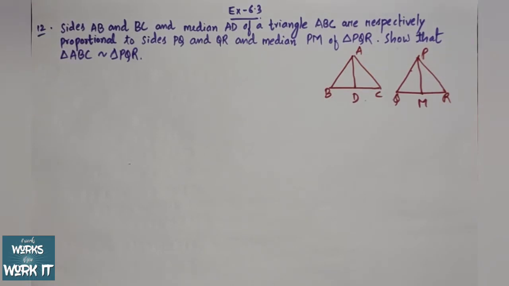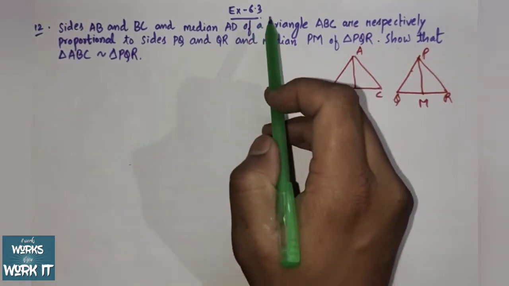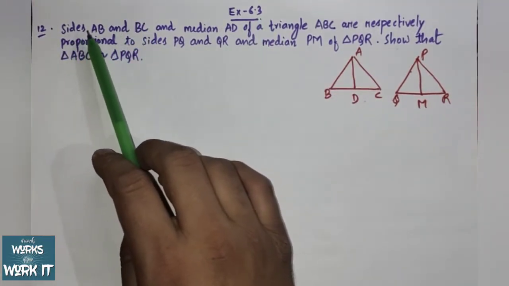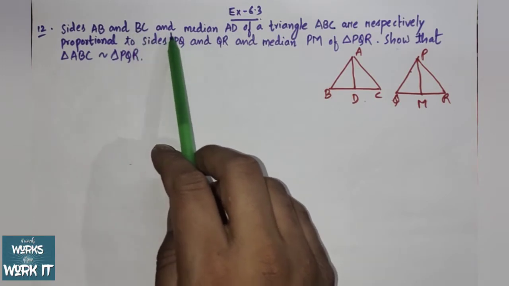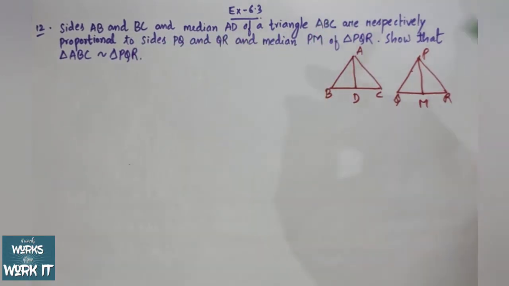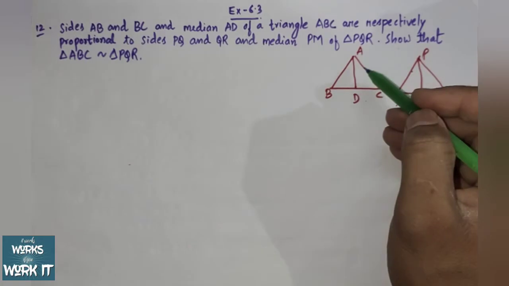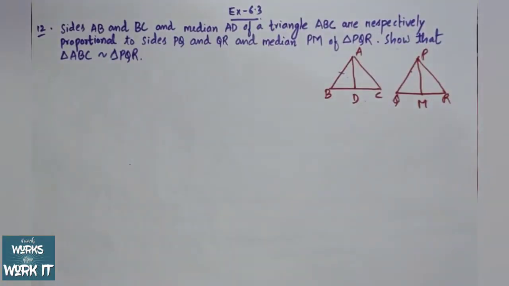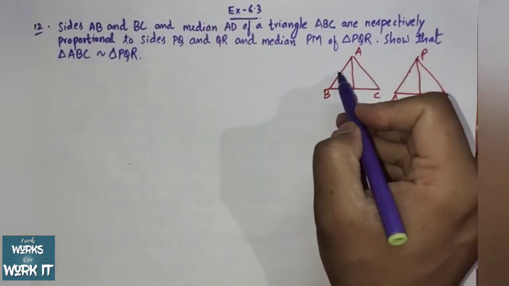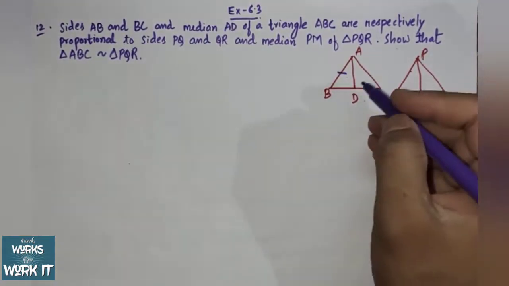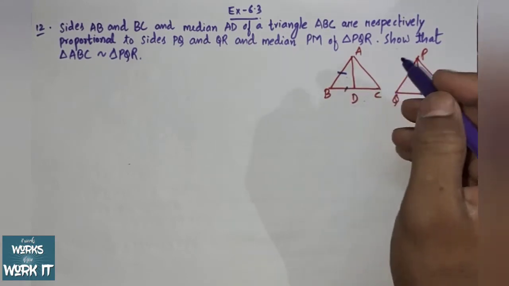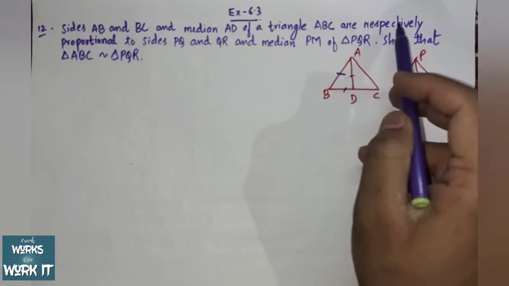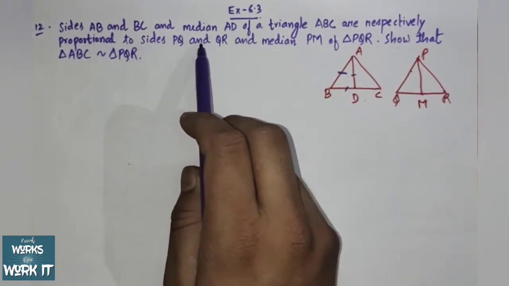Hello students, now we will be doing exercise 6.3 question number 12. The question is: sides AB and BC and median AD of triangle ABC are respectively proportional to the sides PQ and QR and median PM of triangle PQR.